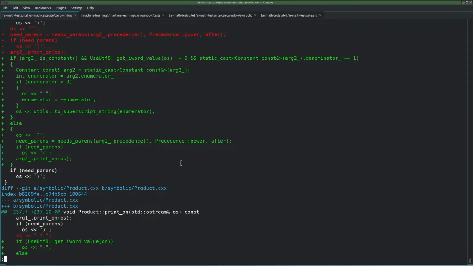Oh, I have the minus sign here. So that's no longer necessary then, is it? Yes, let's not do that then, because now we can print negative numbers.